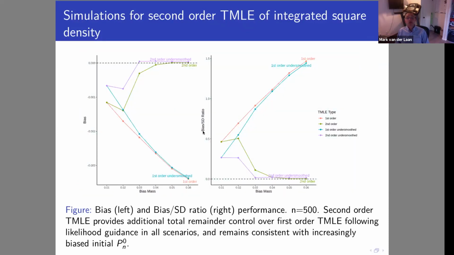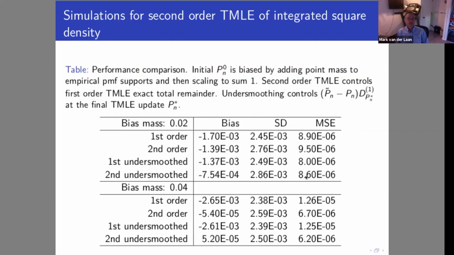And here's the ratio of bias versus standard error. If the bias over the standard error starts converging to 1 and so on, you have terrible coverage. So you see the first order TMLE suffering, but then the second order TMLE pushes it towards 0 essentially. So you get good coverage.